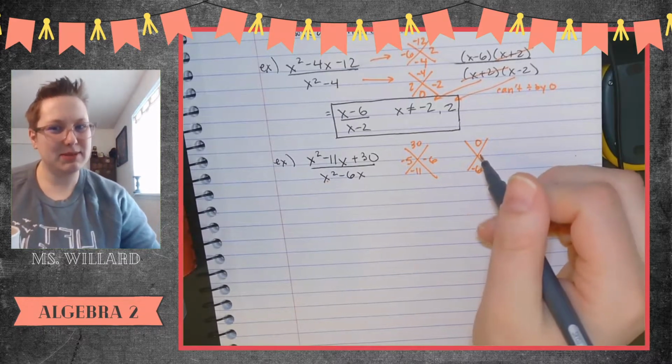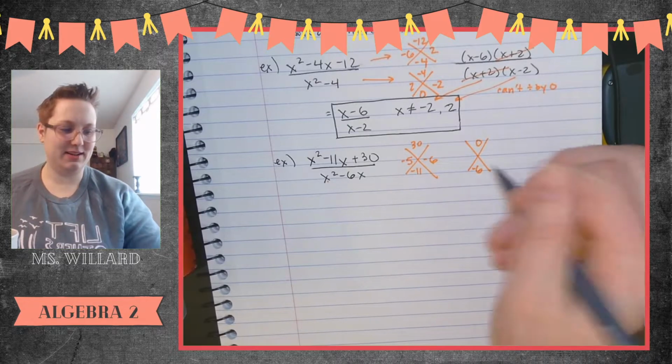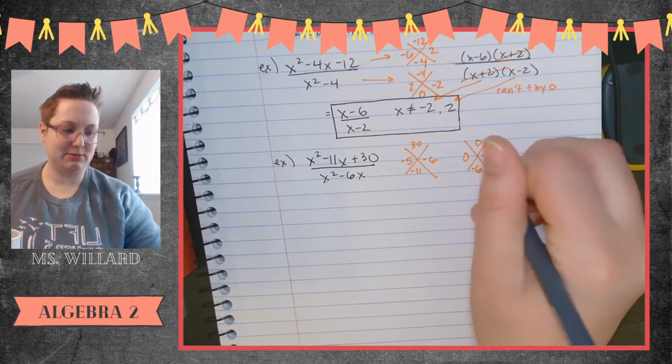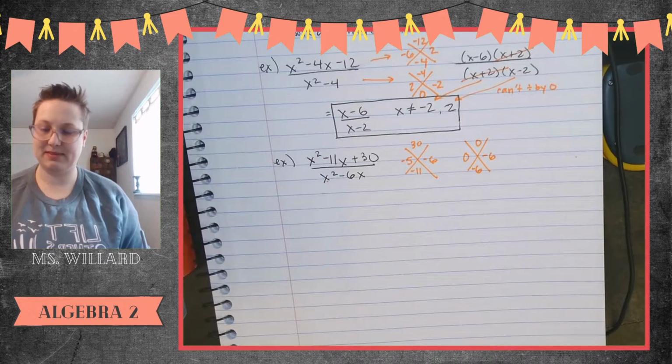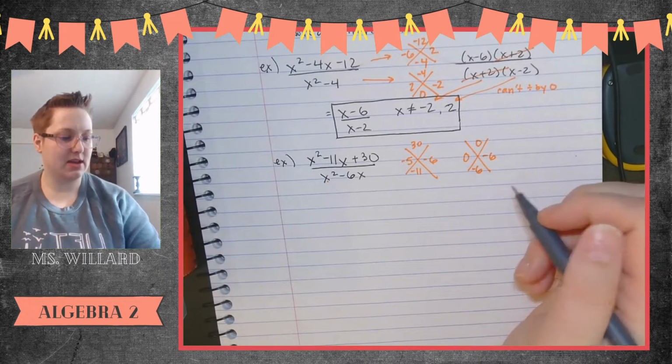Okay, and then what multiplies to get 0 and adds to get negative 6? Well, it has to be 0 times something, and then 0 plus negative 6 is negative 6, so that's it. Sorry for the train. Sorry about it.